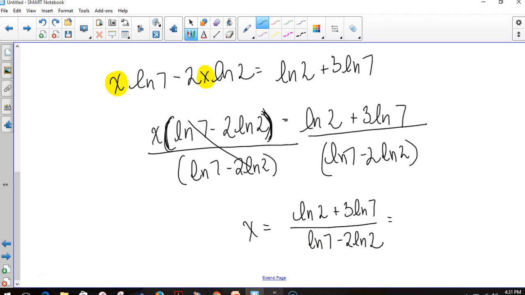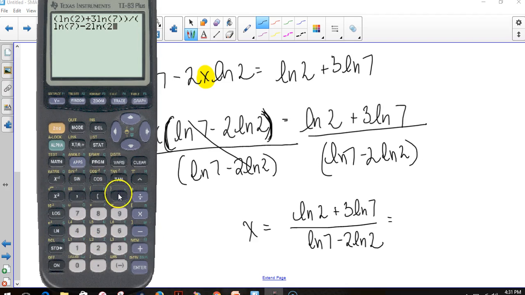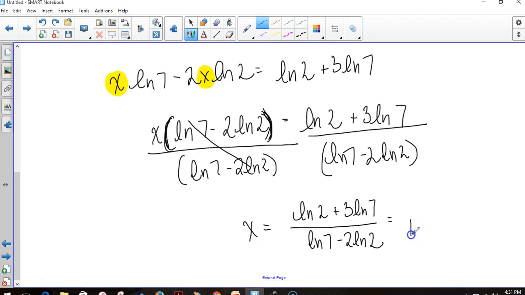So what the heck does that mean? It means if I figure out what this number is and I plug it in for x, that's where these two curves are going to intersect. So let's get an approximate value for this number. Numerator is ln of 2 plus 3 ln of 7. That's my numerator. Divided by denominator, ln of 7 minus 2 ln of 2. And I get about 11.67.